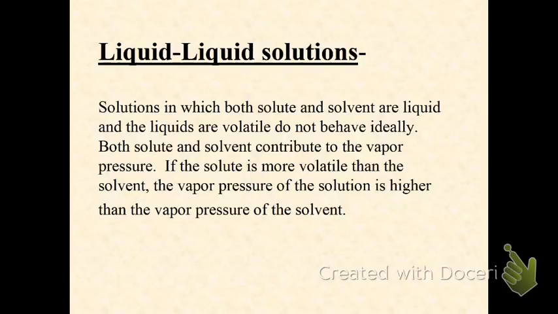Another type of solutions are liquid-liquid solutions, and that is where both the solute and the solvent are liquid. Rubbing alcohol would be an example of that, the kind you put on your cuts and scrapes. It's 70% by volume, so 70% alcohol and the rest water. If the solute is more volatile than the solvent, the vapor pressure of the solution is higher. Alcohol evaporates much more quickly than water, even though there is water present in the solution.